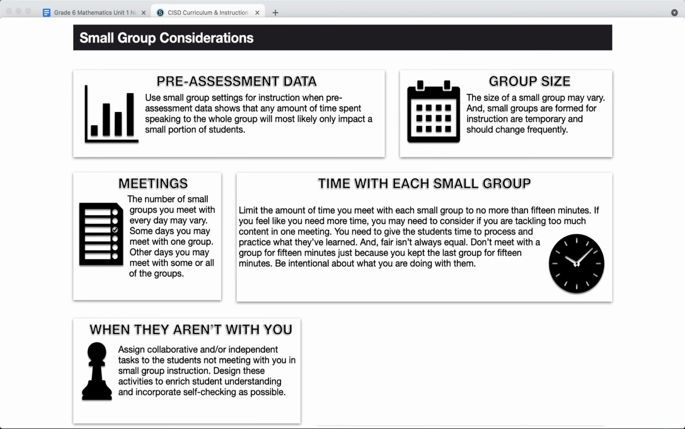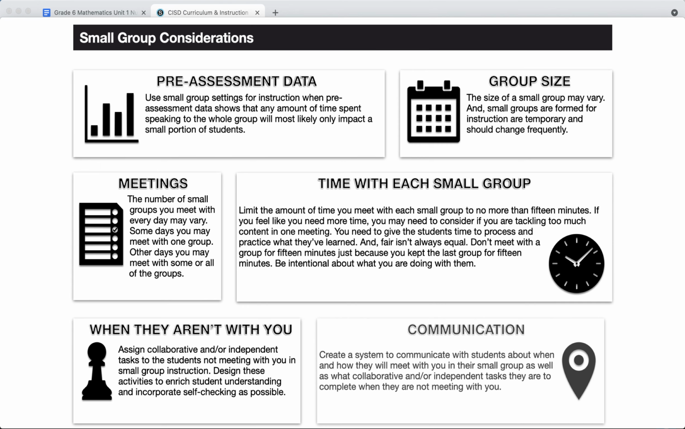When the students aren't with you, assign collaborative or independent tasks. Design those activities to enrich the student understanding and incorporate self-checking if possible. Create a system to communicate with the students about when and how they'll meet with you and what to do when they're not with you.